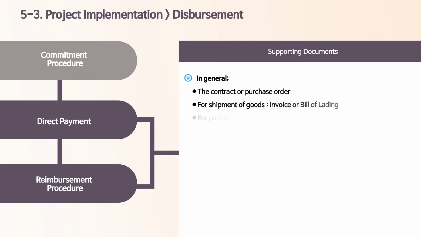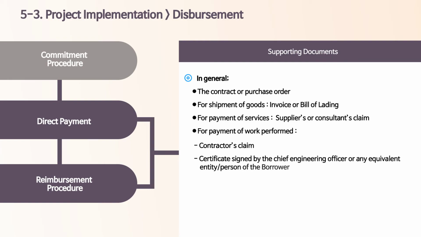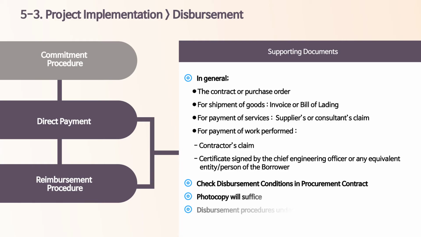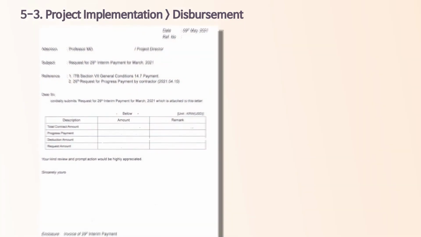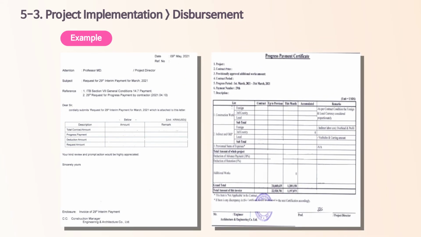In case payment is related to the work performed, the claim of the contractor should be submitted along with the performance certificate. However, the required documents may vary across individual projects, so keep in mind that you are required to check the conditions for disbursement in each procurement contract to clarify required supporting documents. Also, it is not necessary to provide original documents. A photocopy will suffice.